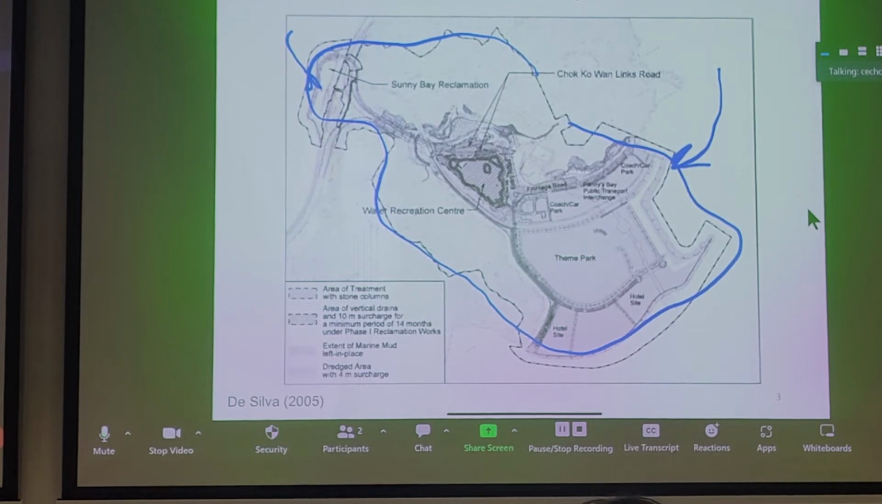Now, for the stone columns, they only exist in the middle here. This was where all the major access roads were, and we needed access haul roads to expedite the reclamation of the Disneyland theme park. So this is how the overall map looks, and the stone columns were not the entire site. In fact, as I mentioned, most of the reclamation was due to dredging.